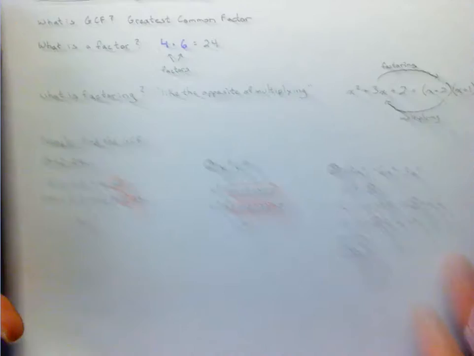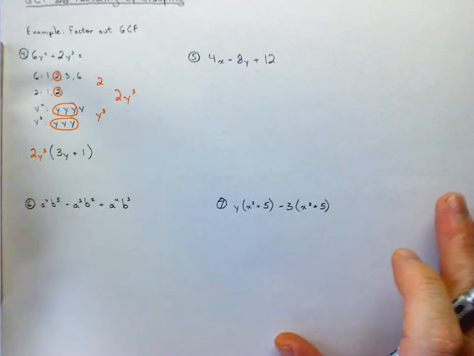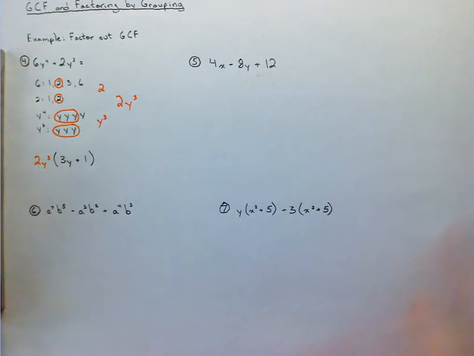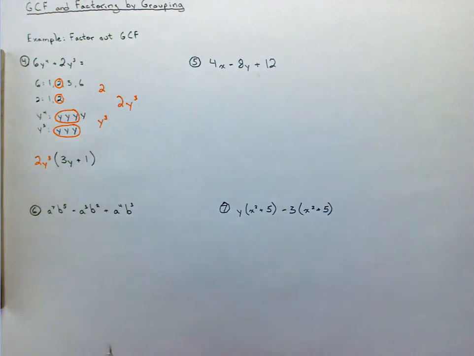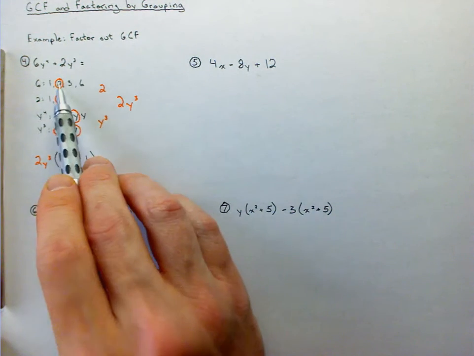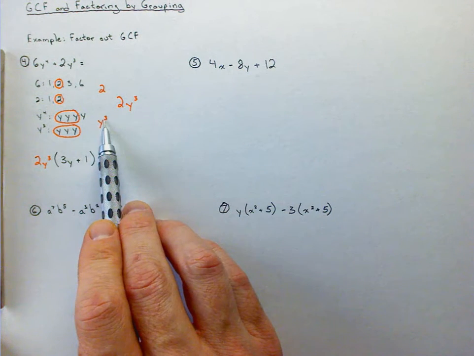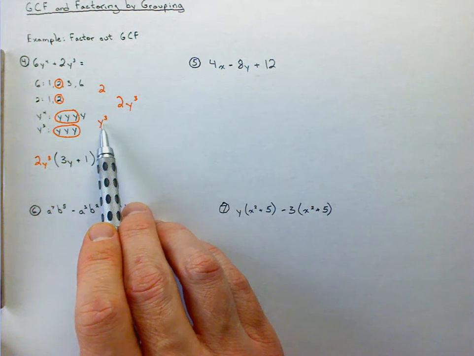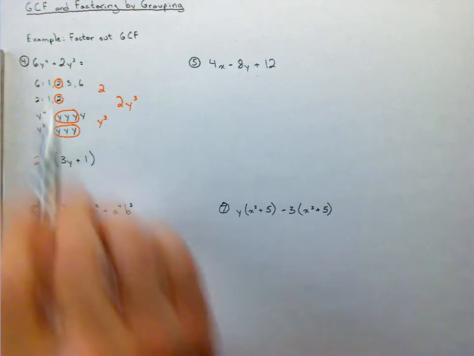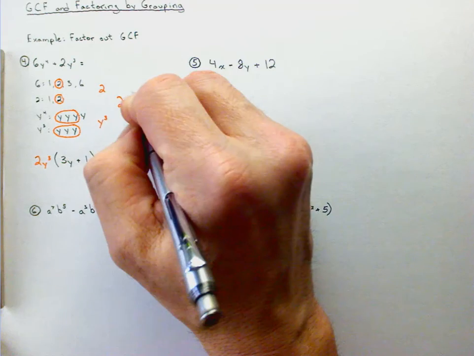All right, so another example. We're going to factor out the greatest common factor. So here's my example. I have 6y to the 4th plus 2y cubed. Well, 2 is my numeric greatest common factor, and y cubed is going to be my greatest common factor for my variable. So I'm going to factor that out, meaning I'm more or less going to divide both of these by 2y cubed right here.